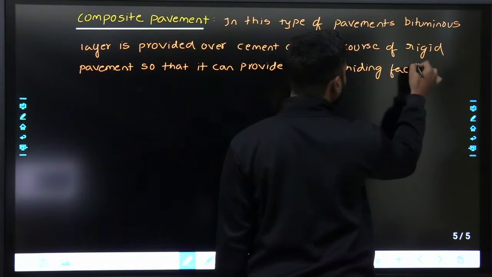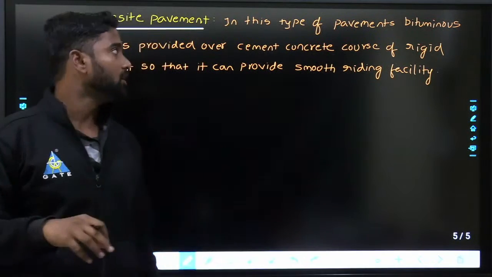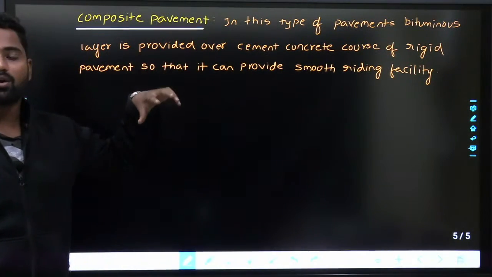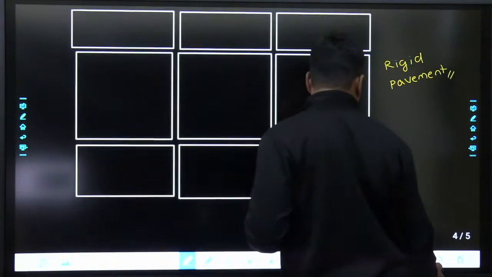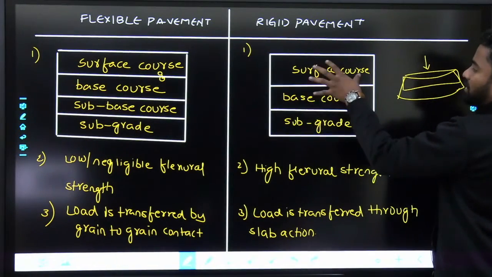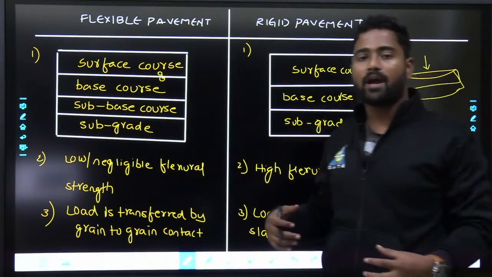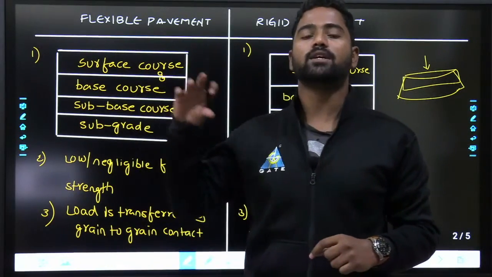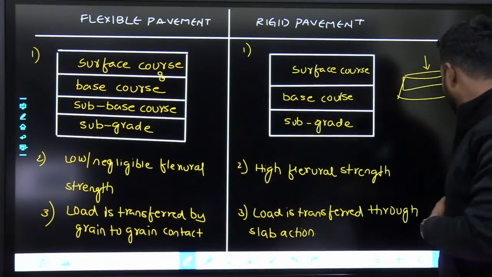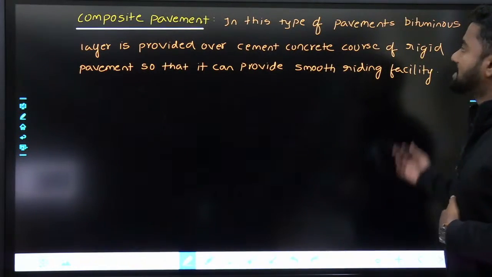Whatever recent highway constructions you are seeing, in these you will be providing the bituminous layer over the cement concrete course of rigid pavement. So this is the latest version. There will be subgrade, then the cement concrete course, and on top of it you provide the bituminous layer. So there will be the advantage of both rigid pavement and flexible pavement. That is the major thing to remember. Okay, that is composite pavement.